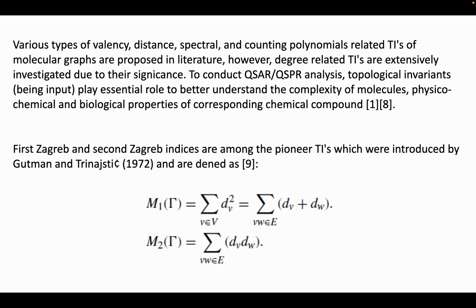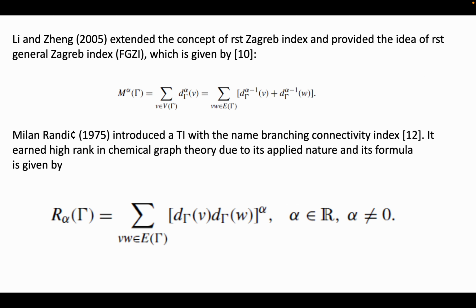The first Zagreb and second Zagreb indices, among the pioneering ones, were introduced by Gutman and Trinajstic, defined as this. Then this is the formula for the above. Li and Zheng extended the concept of the first Zagreb index and provided the idea of the general Zagreb index, which is given by this.